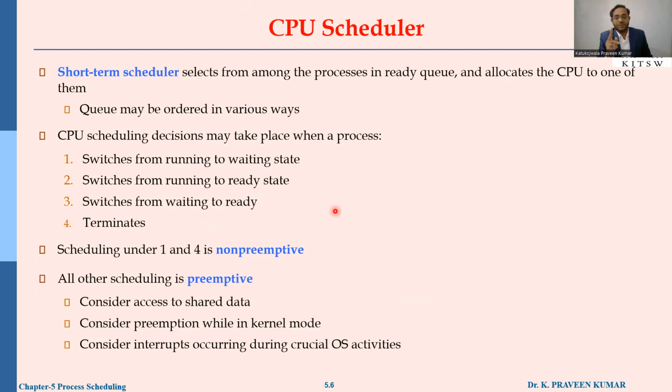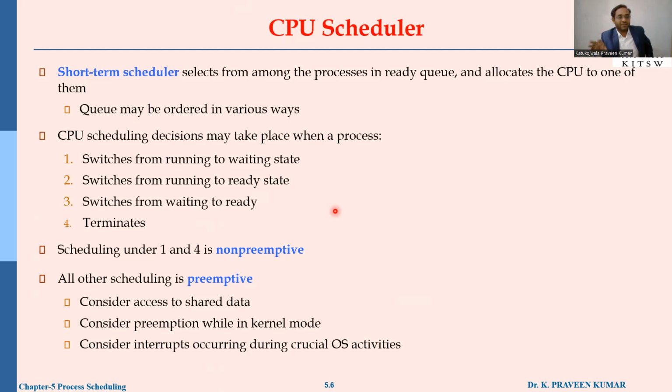Generally, there are two types of scheduling: preemptive scheduling and non-preemptive scheduling. Preemptive scheduling allows a running process to be interrupted by a high priority process. Whereas in non-preemptive scheduling, any new process has to wait until the running process finishes its CPU cycle.